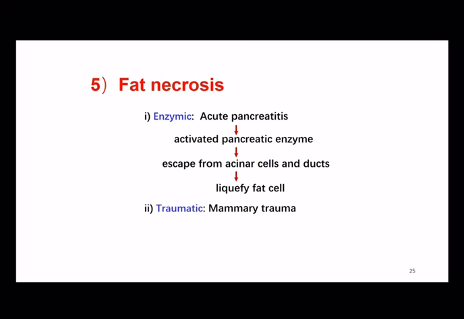The released fatty acid combines with calcium to produce grossly visible chalky white areas. We call it fat saponification, which helps pathologists and surgeons to identify the lesion. Additionally, traumatic cases, such as breast trauma, can also lead to fat cells being destroyed and necrosis.